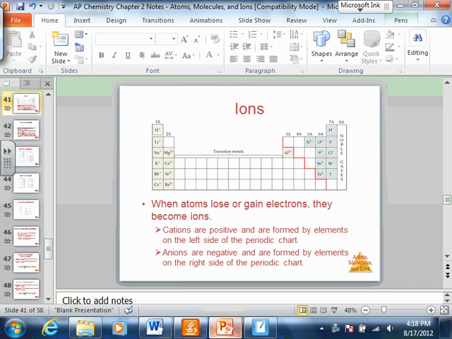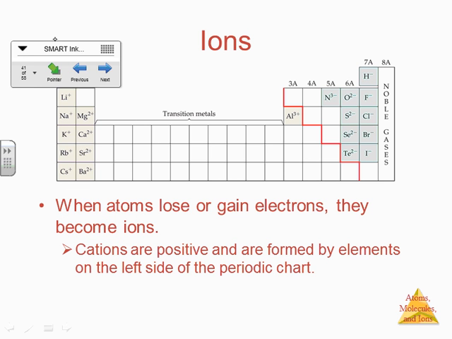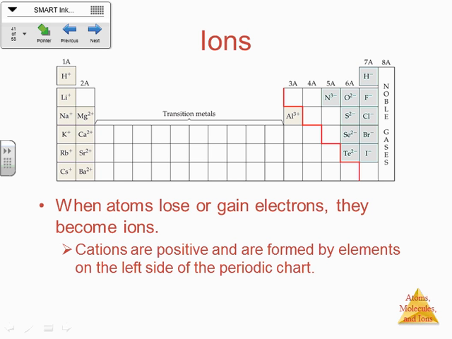Back to this. Okay, so ions. When atoms lose or gain electrons, they become ions. You guys know that. If they lose electrons, then they're going to become positive. If they gain electrons, they're going to become negative, because remember, electrons are negatively charged. Cations are positive, and the way that you can remember that, you can't see me doing it. Cations are positive. Okay, cations are positive, so you can remember it that way. Anions are negative.